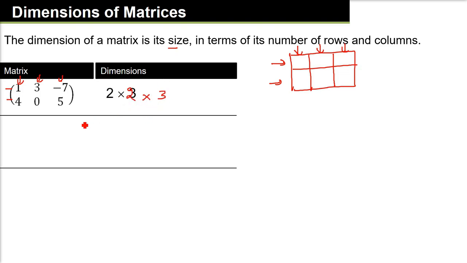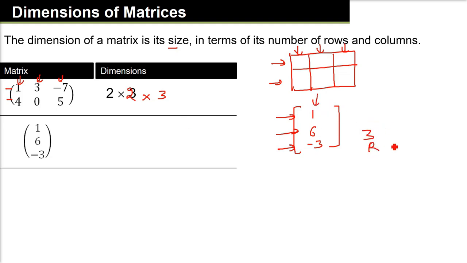So the dimension of the matrix will be 2 cross 3. It is not 2 into 3, which would just tell you 6 elements are there. Now you can have a matrix like this where you have values only in one column. This is called a column matrix. How many rows are there? 3 rows. But how many columns? Always we write number of rows into number of columns. So we have 3 rows but 1 column. So 3 cross 1 is the dimension of the matrix.